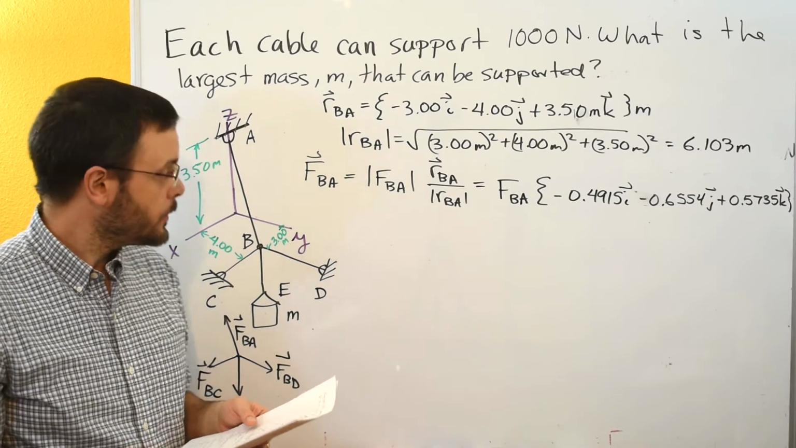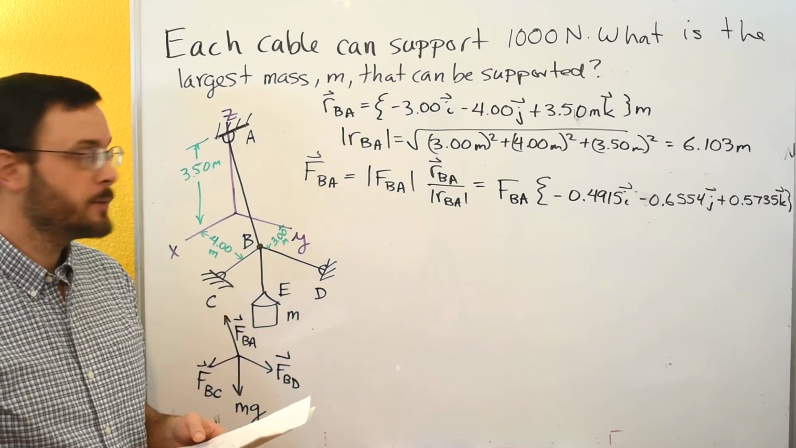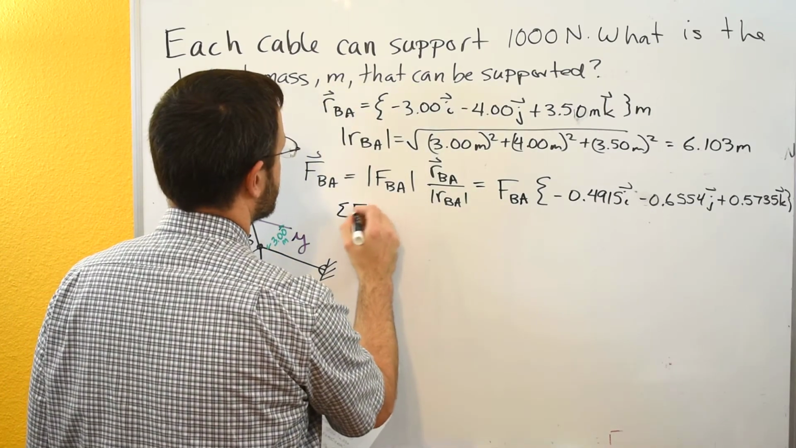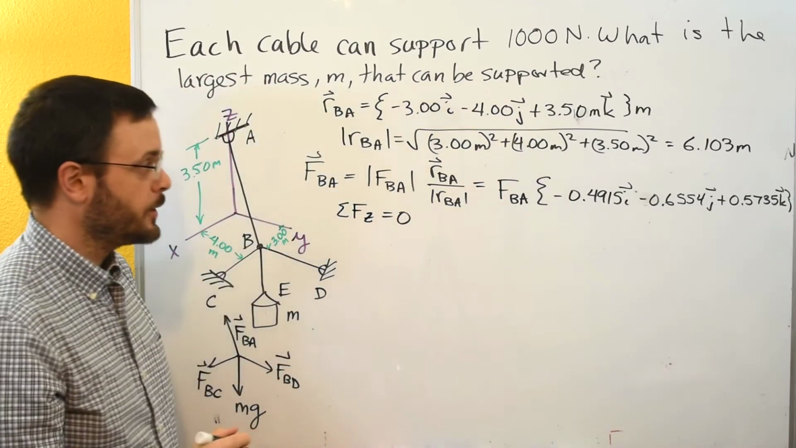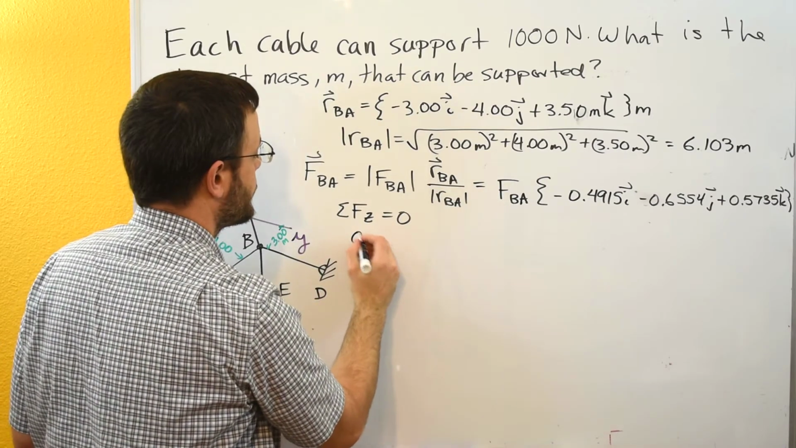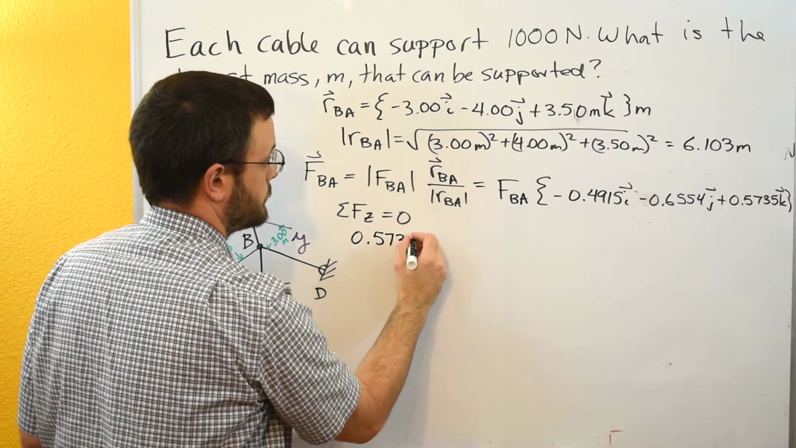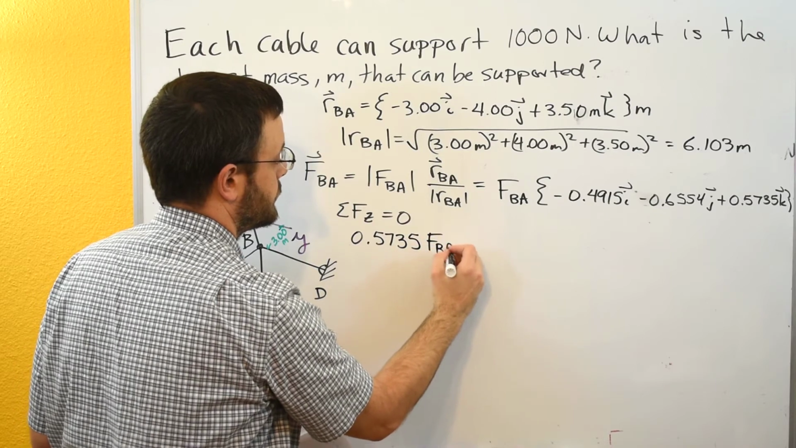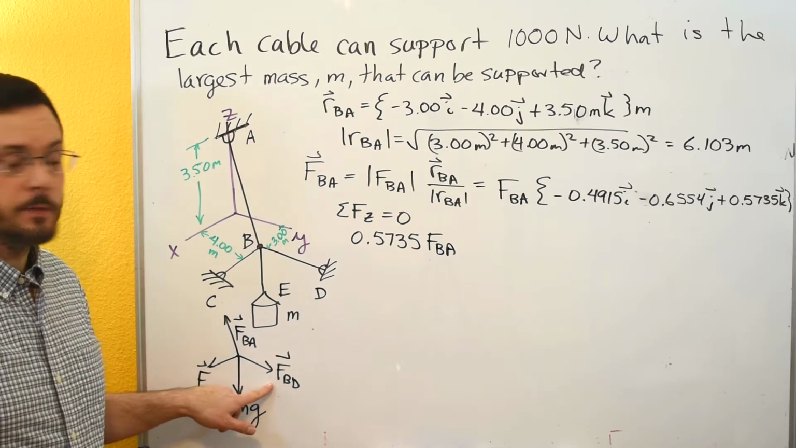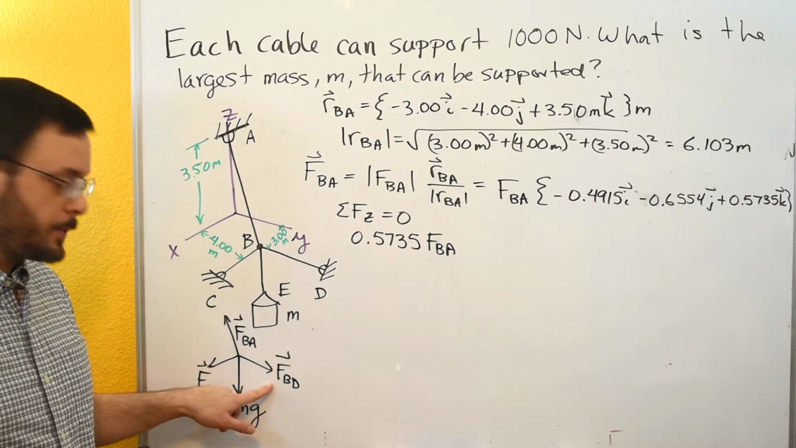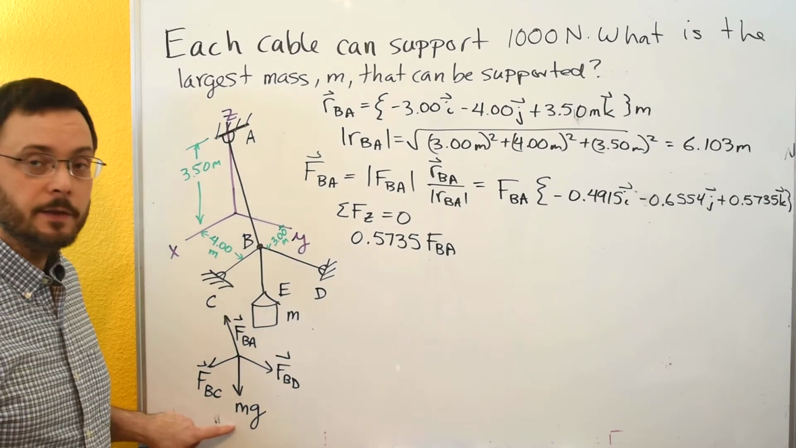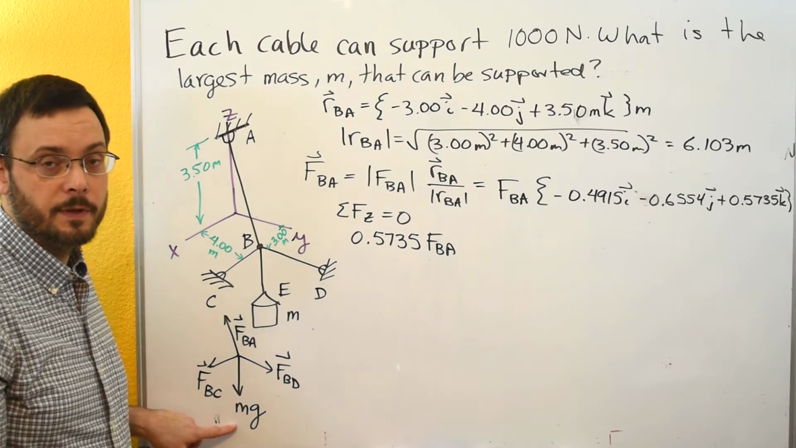All right. So now let's go ahead and start with our sum of forces. So let's start with sum of forces in the Z. So we'll have our Z component out of this. It'll be FBA times that coefficient. And let's look at our other forces. So FBD only goes in the XY plane, so it doesn't have a Z component. And FBC only goes in the XY plane, so it doesn't have a Z component. That just leaves us with the weight as the only other force that has a Z component.